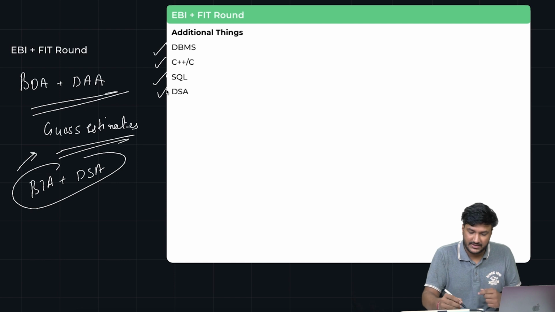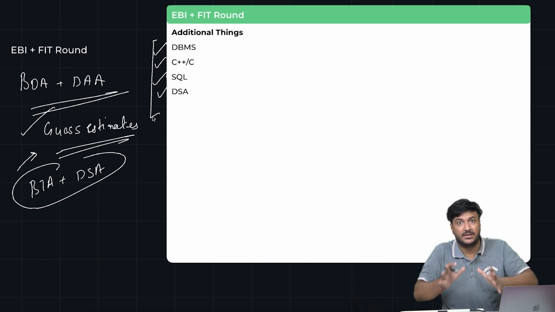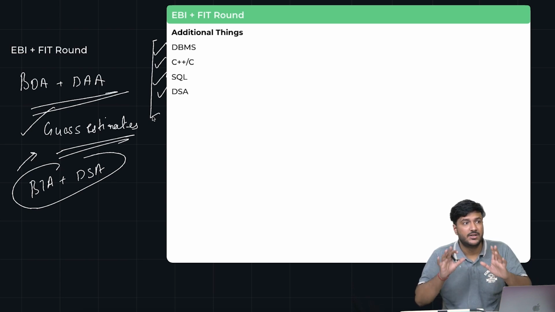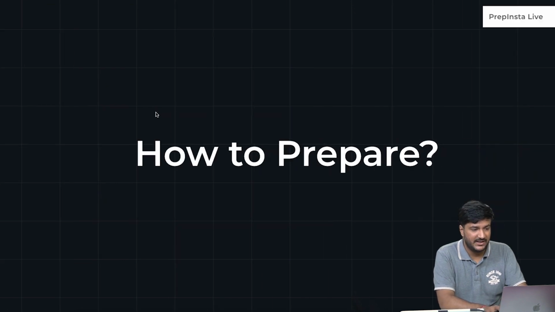So the most important things are, again, guess estimates. If you're a BTA or DSA person, all of these things: history about ZS, puzzles, and stress questions and behavioral questions. So all of these things.